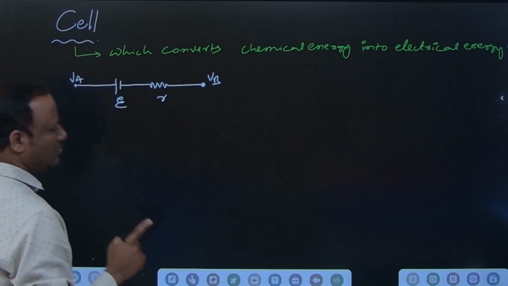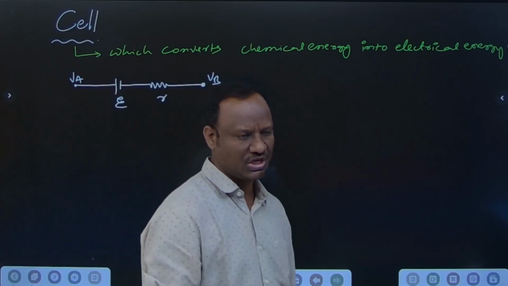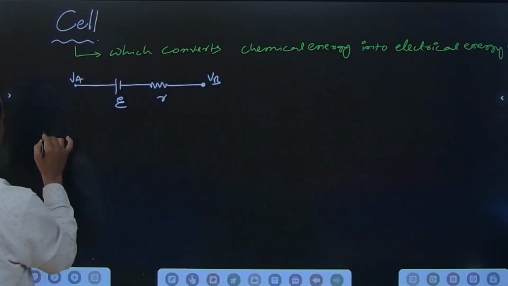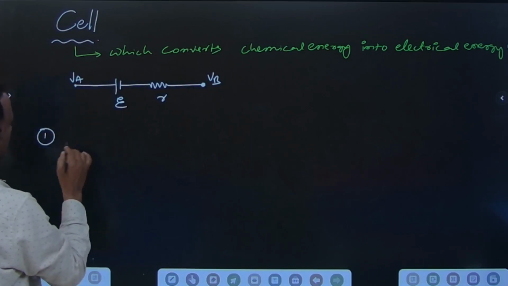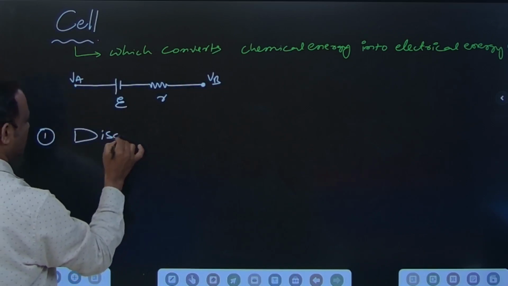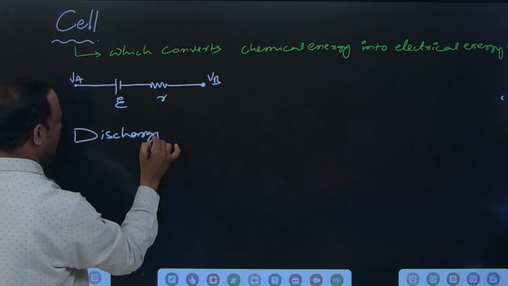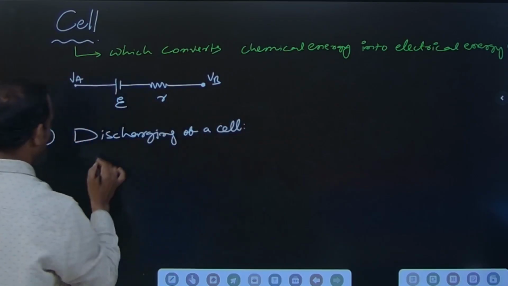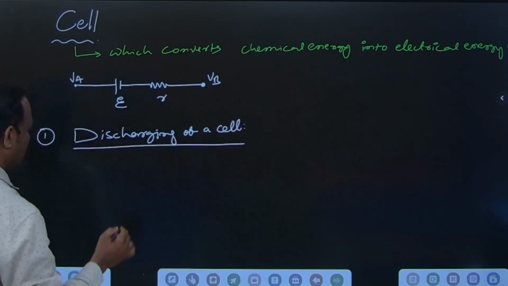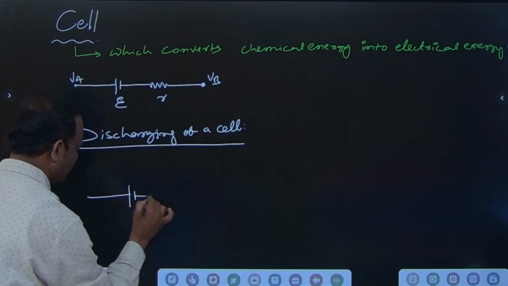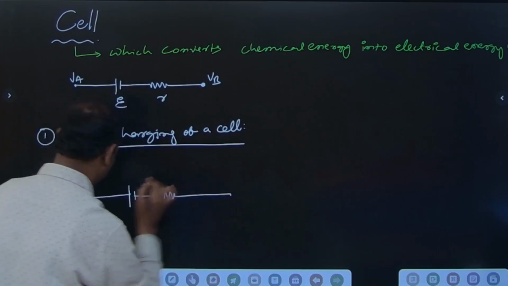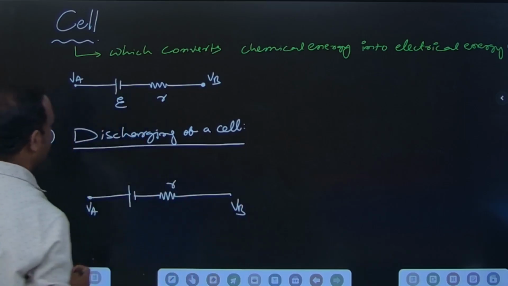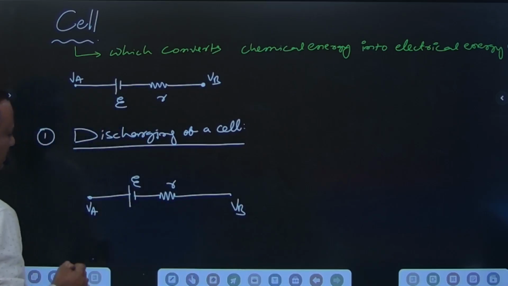Now, when we discuss the cell, there is the discharging case and the charging case. First, I'm talking about discharging of a cell. When a cell is discharging, its internal resistance is R, the potential difference is VA and VB, and its EMF is E.